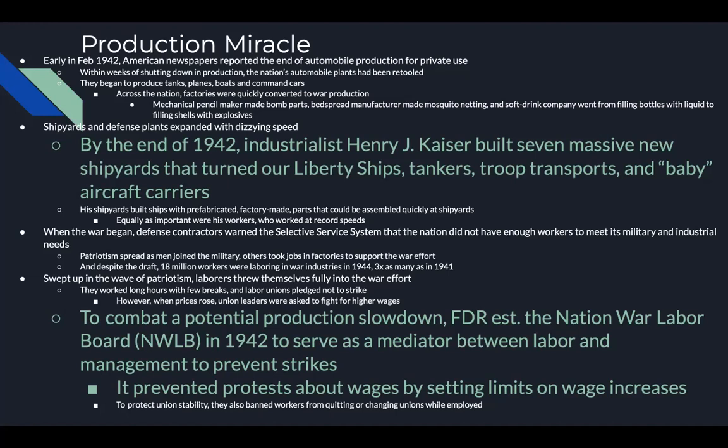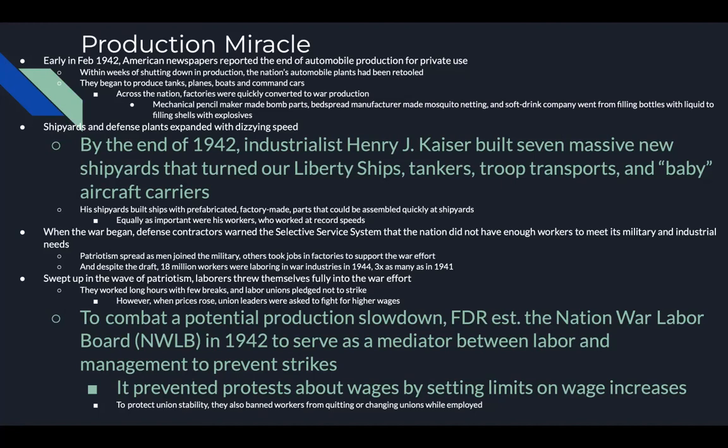at shipyards. Equally as important were those workers who worked at record speeds. I will like to say this, that Henry Kaiser did provide health benefits for his workers. That's kind of why Kaiser's called Kaiser. When the war began, defense contractors warned that the Selective Service system of the nation did not have enough workers to meet its industrial needs. Patriotism spread as men joined the military. Others joined jobs in factories to support the war effort. Women. Despite the draft, 18 million workers were laboring in war industries by 1944, 3 times that of 1941.